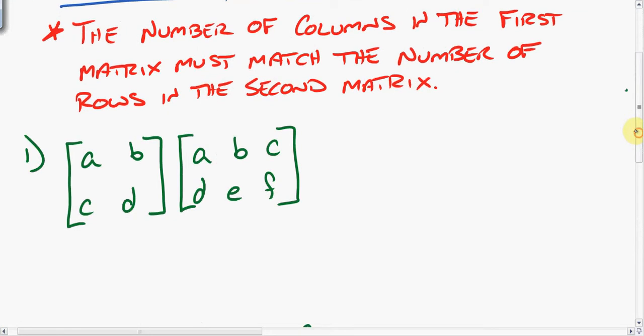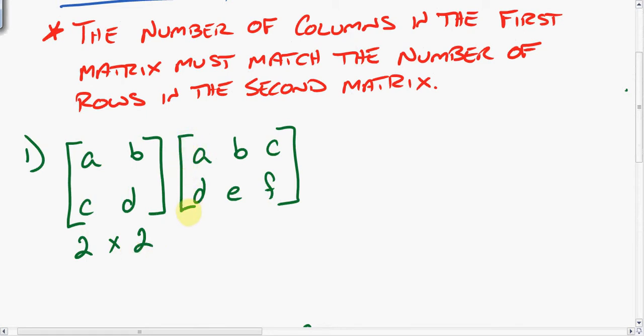Make sure the rule is still there for the first problem. What you need to do is state the dimensions of each matrix. And remember, the dimensions of a matrix is rows by columns. Rows by columns. So I've got this first matrix here. What are the dimensions? We've got 2 rows and we have 2 columns. So it's 2 rows by 2 columns, or a 2 by 2.